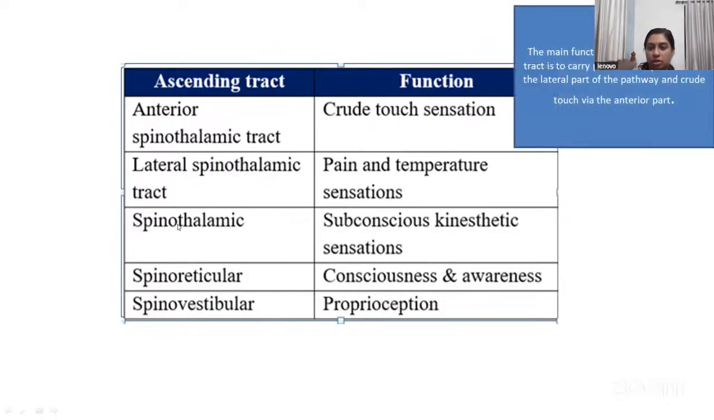So the main function of the spinothalamic tract is to carry pain and temperature via the lateral part. According to the position, it can be divided into the anterior spinothalamic tract and the lateral spinothalamic tract. The anterior part is concerned with crude touch, and the lateral part is concerned with pain and temperature sensations.